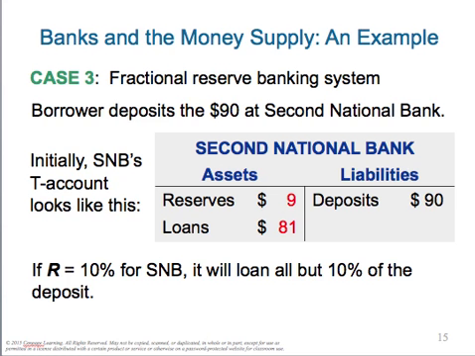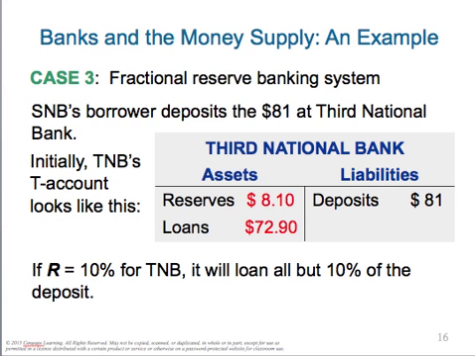Now, borrower deposits $90 at the Second National Bank, so it looks like we're moving on from the First National Bank to the Second National Bank. Initially, Second National Bank's T account looks like this. The $90, the 10% reserve, if you remember, is only $9. They're going to loan out then the remaining 81. If the reserve is 10% for Second National Bank, then it will loan out all but 10% of the deposit. So on and so forth.